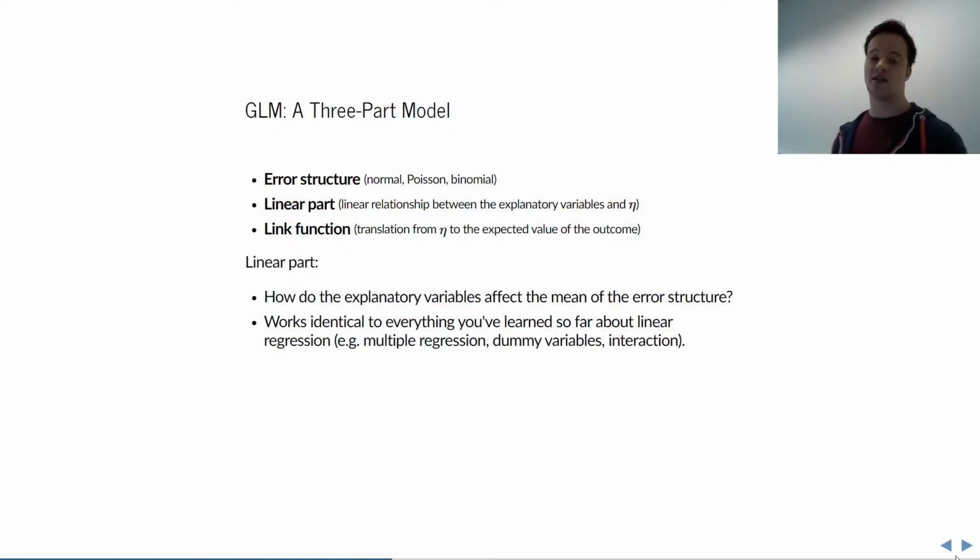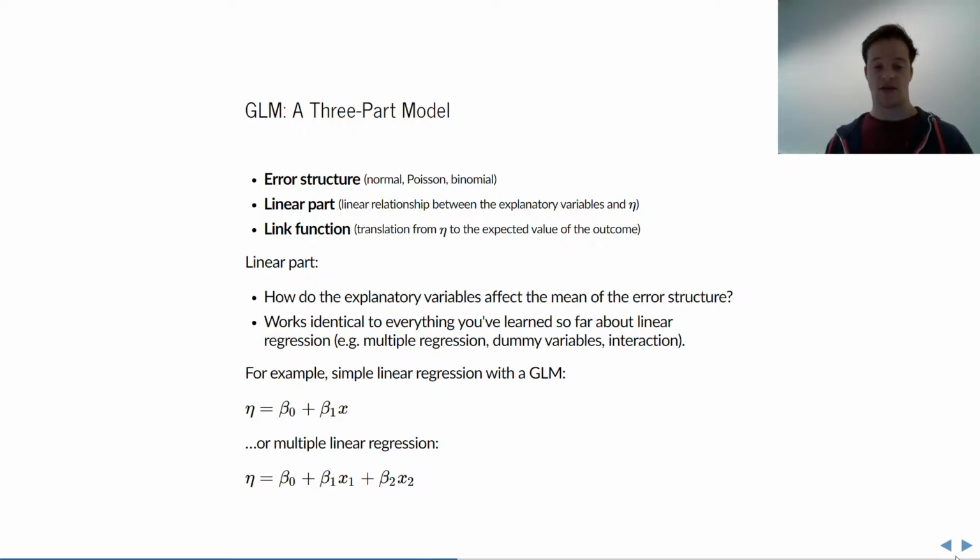The linear part explains how the explanatory variables affect the mean of the error structure. Now that sounds a bit complicated, but the only reason I'm saying it is because the outcome doesn't have to be normally distributed. So it could be the mean for a normal distribution, but it could also be that it relates to lambda for the Poisson distribution, or that it relates to n and p for the binomial distribution. It works exactly the same as what you've learned for linear regression so far. So you can do GLMs with simple linear regression, you can do it with multiple linear regression, you can add dummy variables for factors, and you can add interaction. That all works identical. So this is what that looks like.